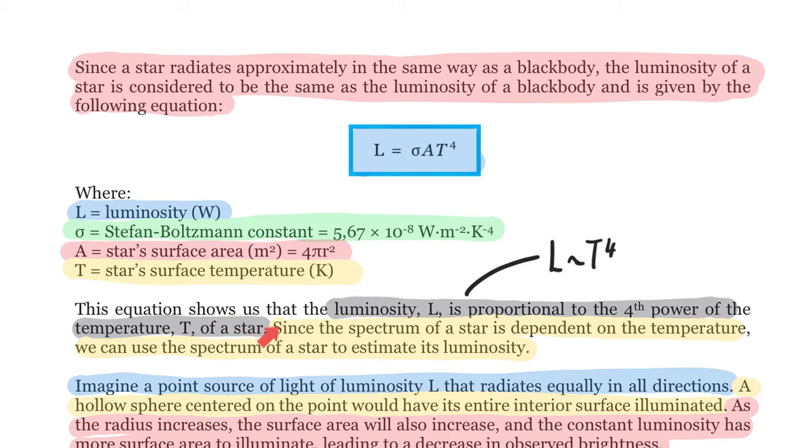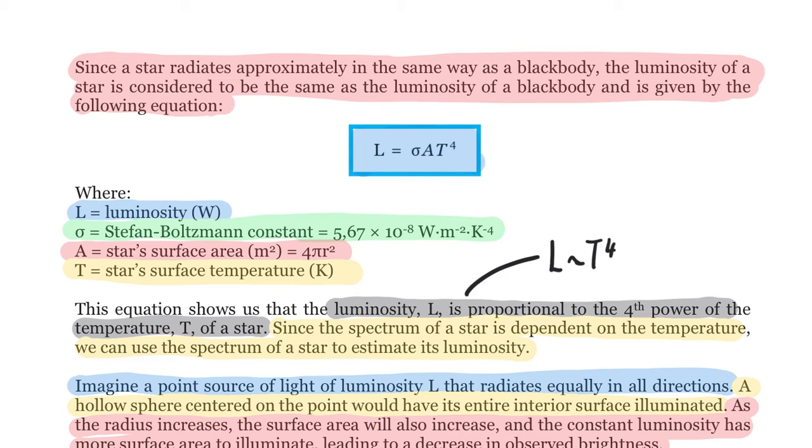So this equation shows us that the luminosity is proportional to the fourth power of the absolute temperature. Now, since the spectrum of a star is dependent on the temperature, we can use the spectrum of a star to estimate its luminosity. So we should be able to see how much information we can actually get in the electromagnetic radiation that we receive on Earth from sources in the universe.